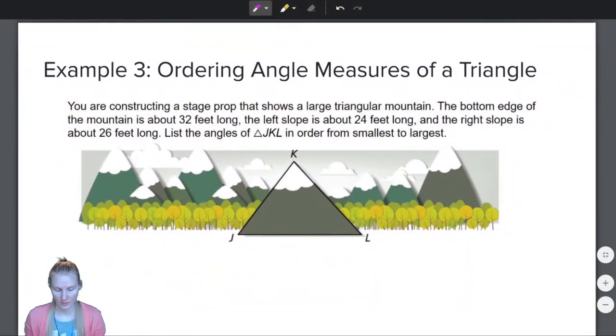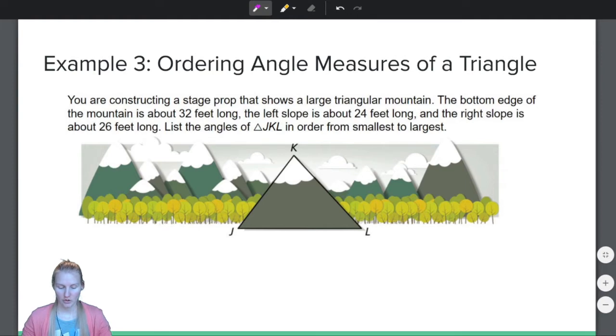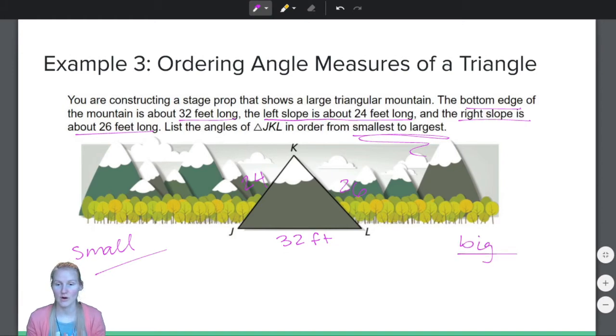Now, let's do some examples using these theorems that we just learned. You are constructing a stage prop, for a musical or a play of some sort, that shows a large triangular mountain. That's what JKL is. The bottom edge of the mountain is 32 feet long. The left slope is about 24 feet long, and the right slope is about 26 feet long. List the angles of triangle JKL in order from smallest to largest. We're going to put our small angles on the left and our bigger angles on the right. So, I'm going to find the smallest side length. Let's see, 24.